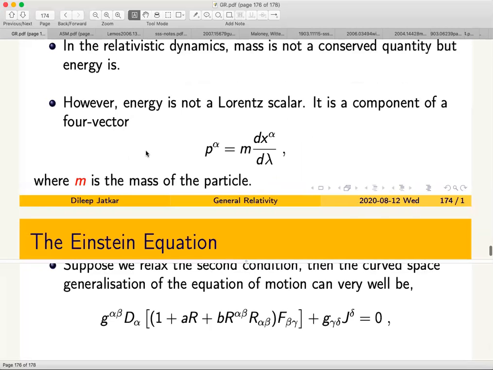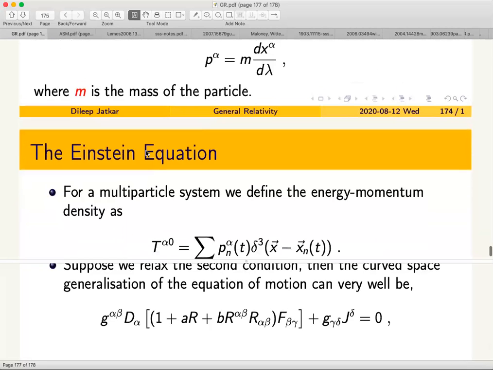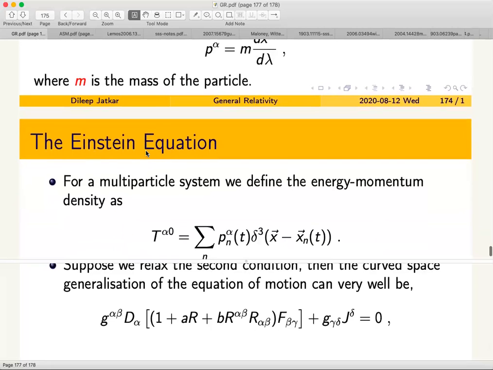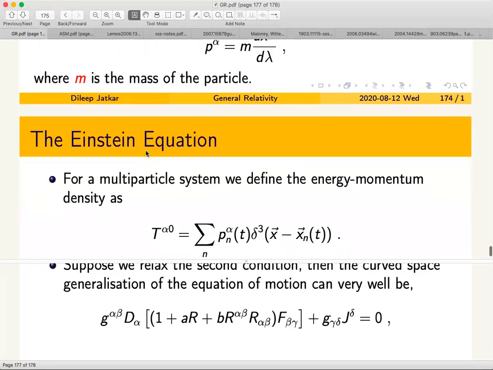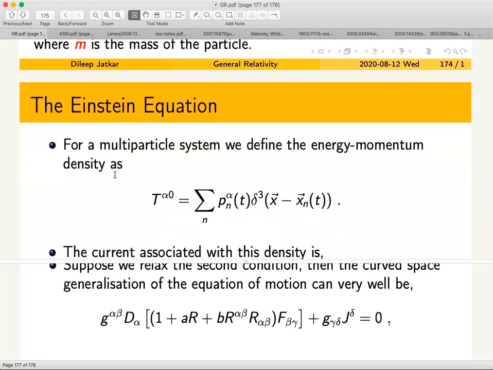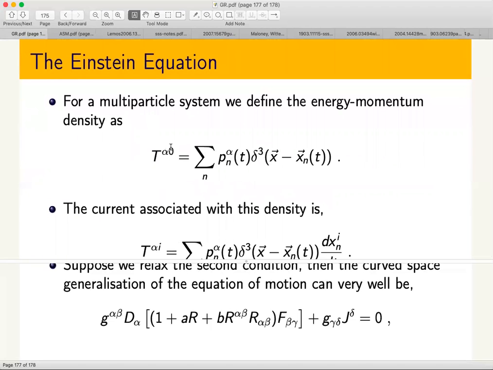But we in fact know that p alpha itself is a component of the energy momentum density. So for a multi-particle system, we would be really writing it in this form. And that is T alpha beta, with beta taking 0 value, is the momentum current, or momentum density rather.